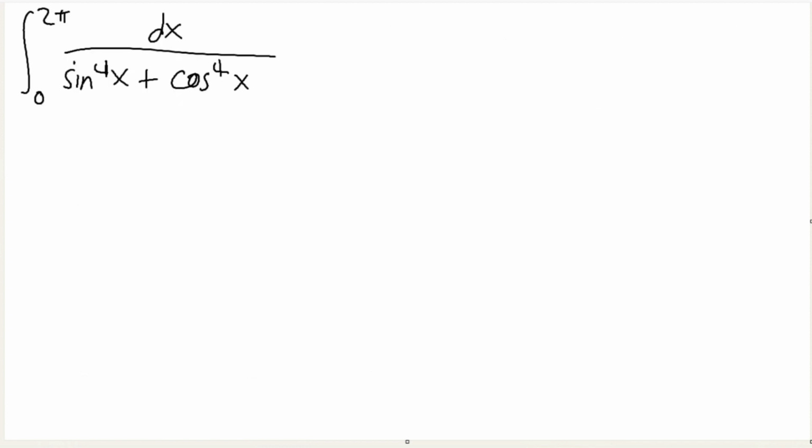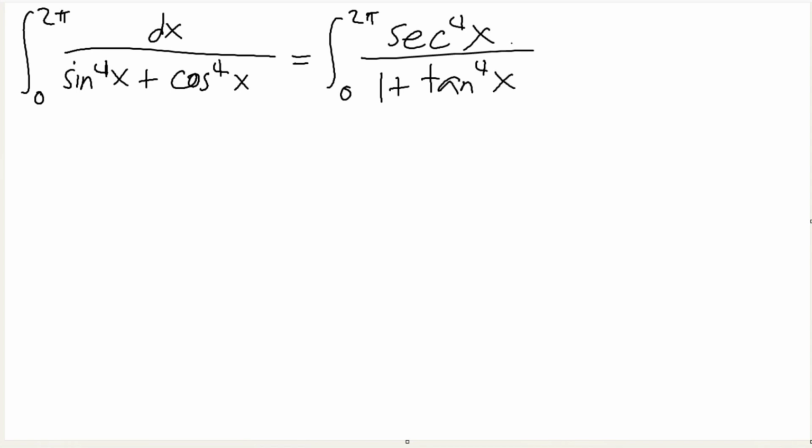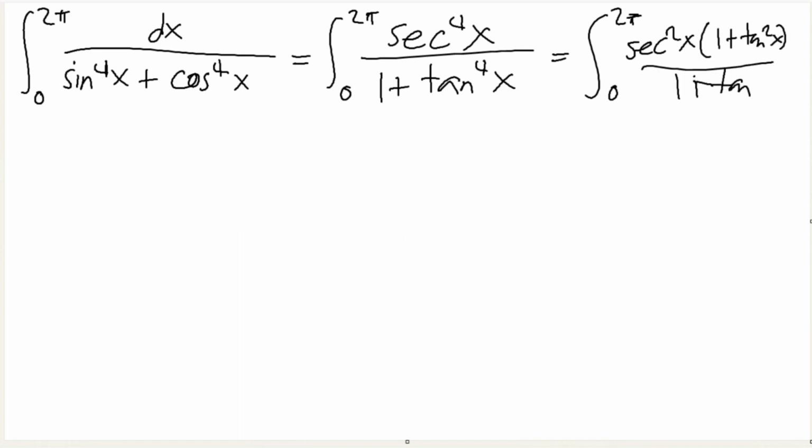So, what do we do here? This is a very weird trig integral. How do we handle this? Well, what if we do secant for here, and then we get 1 plus tan for here. Then we can go from 0 to 2 pi. We have secant squared, 1 plus tangent squared. I see where this is going.